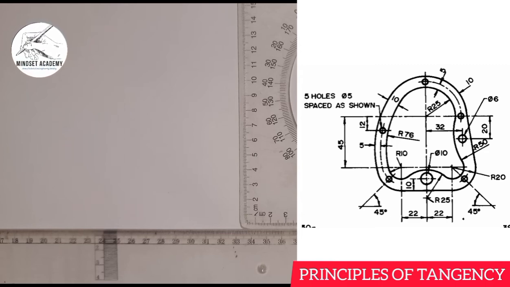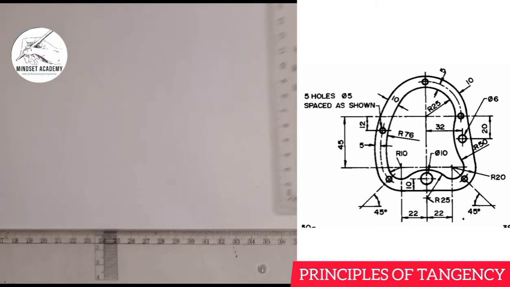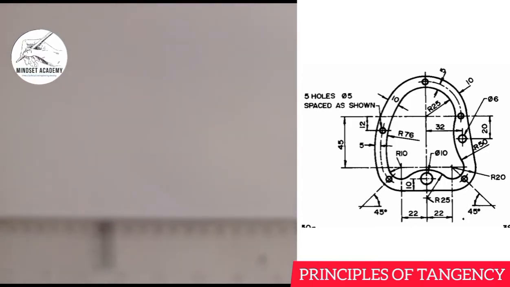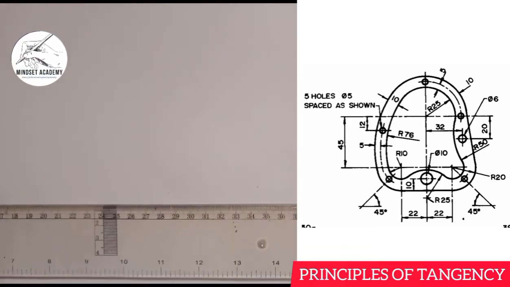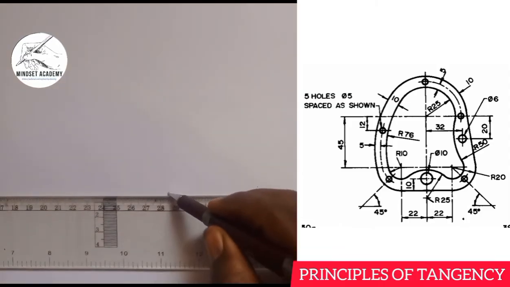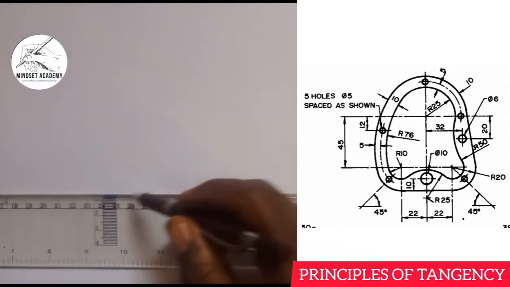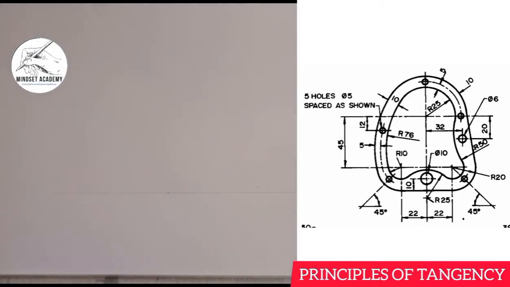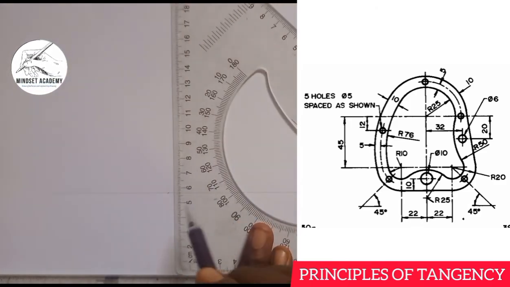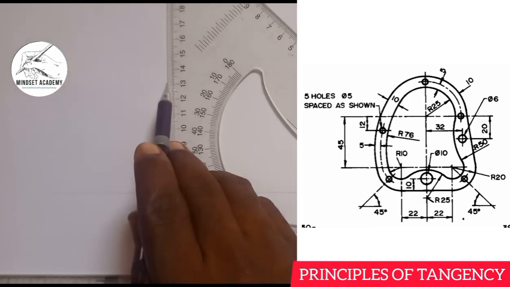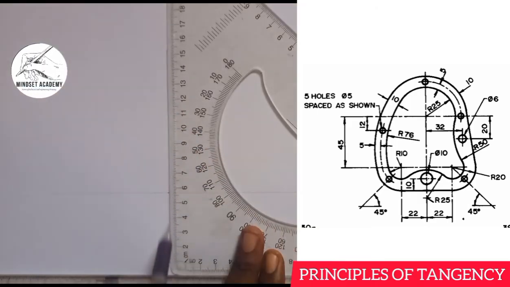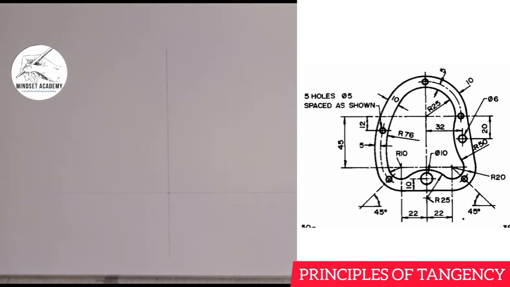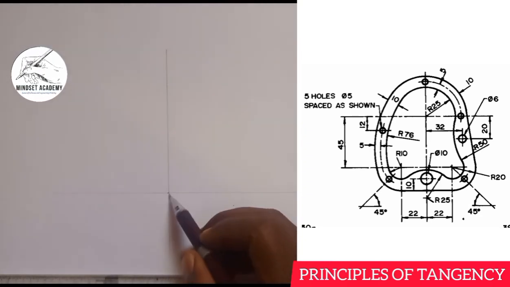We want to reproduce the figure displayed on the right-hand side of the screen using the principles of tangency. When you hear the word tangency, the first thing you should do is draw your horizontal line, and then draw the vertical line this way. They are meeting at this point here.